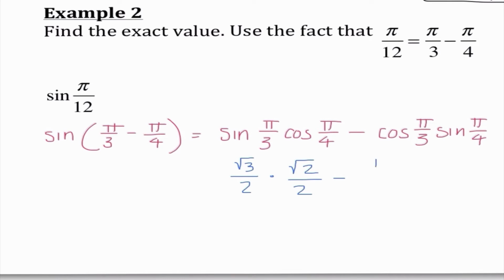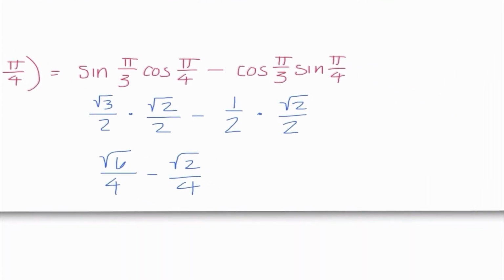Cosine of pi over 3 is going to be 1/2, and sine of pi over 4 is going to be radical 2 over 2. So I get radical 6 over 4 minus radical 2 over 4, which is equal to radical 6 minus radical 2 over 4.